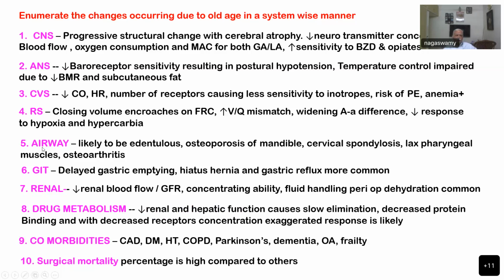So remember, all the systems are involved, starting from CNS, ANS, CVS, RS, airway, GIT, and of course we have to include musculoskeletal also. Joint mobilities are restricted, so they can easily fracture if you try to position them on the fracture table and all that. Even the non-operative side can be fractured. So we have to be very, very careful with these things.